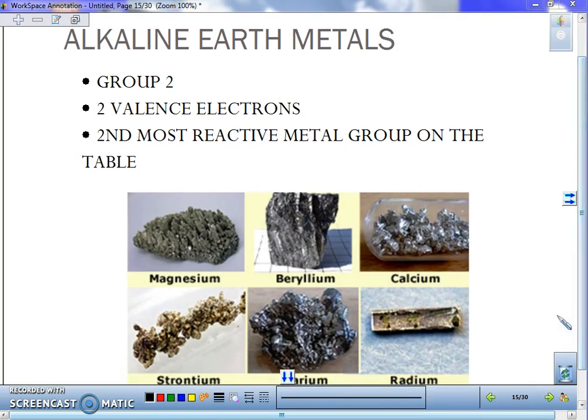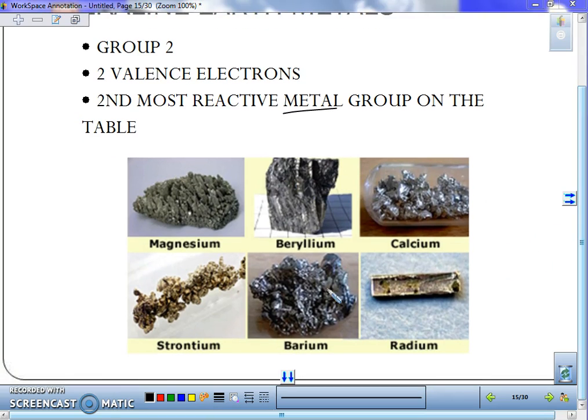Group 2, these are the alkaline earth metals. They're going to have 2 valence electrons, and they're the second most reactive metal group on the table. Again, these will react with water, but not to the point that they have to be stored in oil. But they will oxidize very easily if they're left out exposed to the elements.